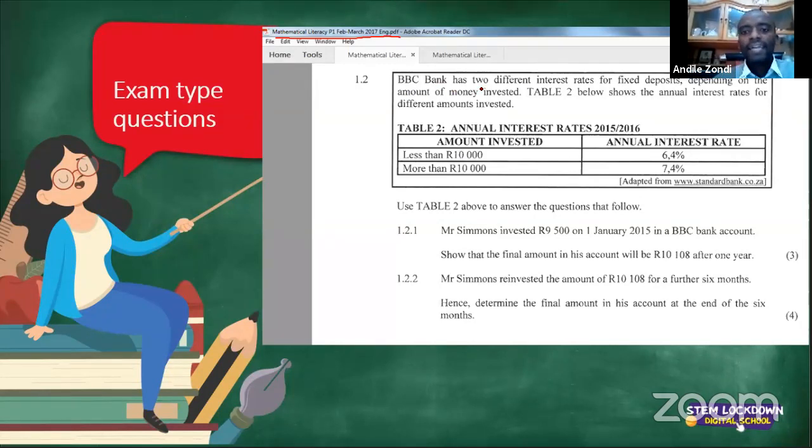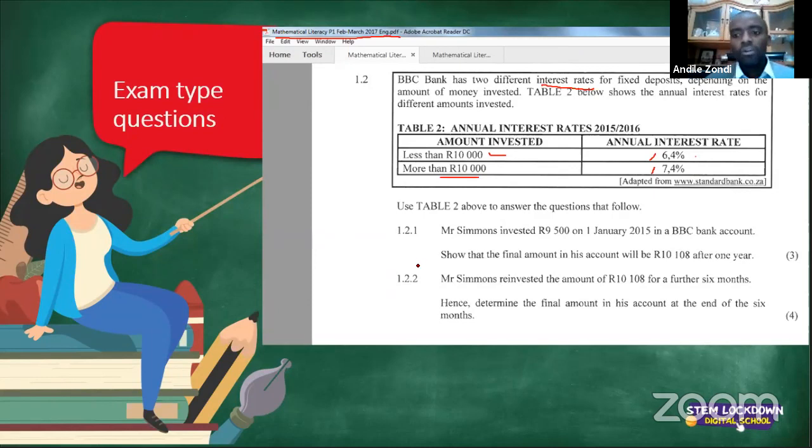BBC Bank has 2 different interest rates. Remember, interest rate, we look at percentage. There they are, first one, second one, for fixed deposits, depending on the amount of money invested. So if you invest less than 10,000, you'll earn less interest, which is 6.4%. If you're investing more than 10,000, your interest rate that will be given to you is 7.4%.